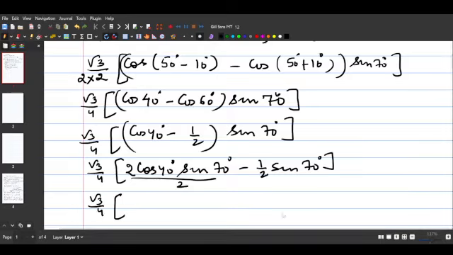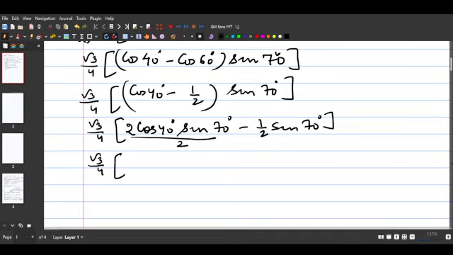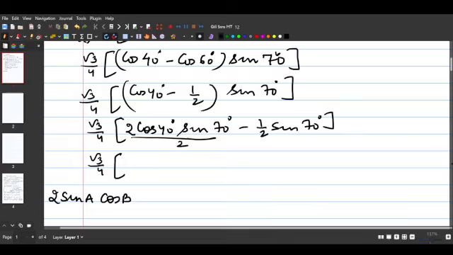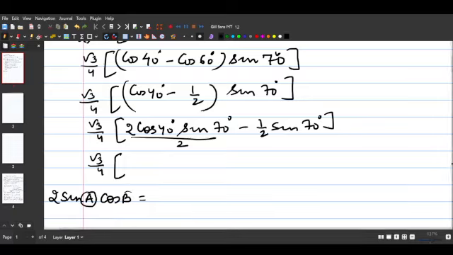Now here, a different formula has to be used. I'll write for you: 2 sine A cos B. Always remember, whenever the sine angle is bigger, again, I'm telling you all the tricks so that you should know what formula has to be applied under what situation. So we can see that the sine angle is bigger than the cos angle. Sine angle is 70, cos angle is 40. So it is giving us a clue about which formula is applicable. We should use it when the sine angle is bigger than the cos angle.